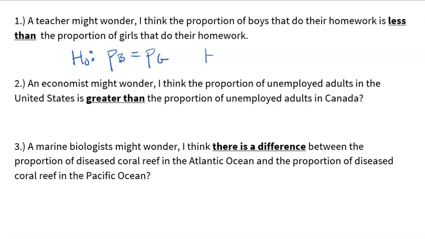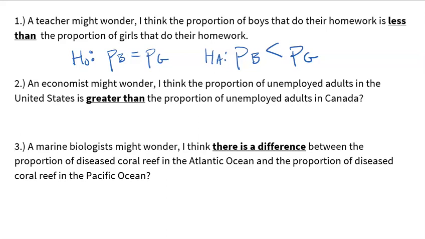And then again, the alternative is what we're trying to show evidence for. We want to prove that the proportion of boys that do their homework is less than the proportion of girls that do their homework. Now, just so you know, you don't have to write it this way. Saying that the girls is greater than the boys is equivalent to this statement. So you could write it either way if you want. That would technically be the same thing.